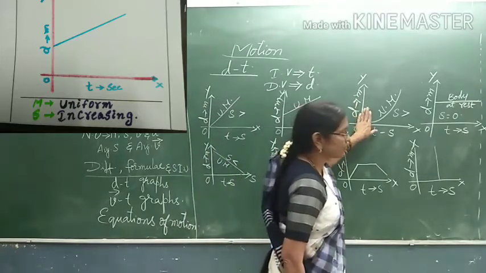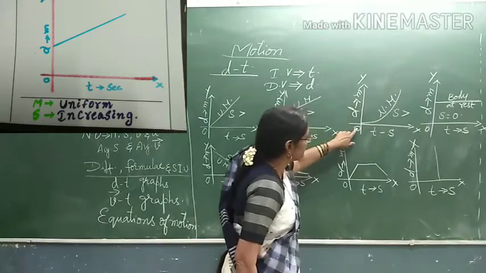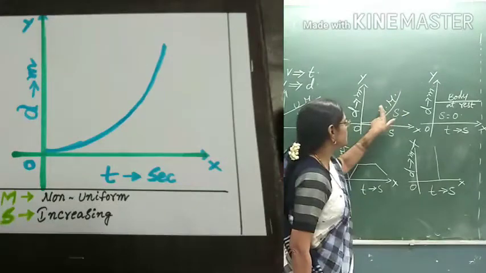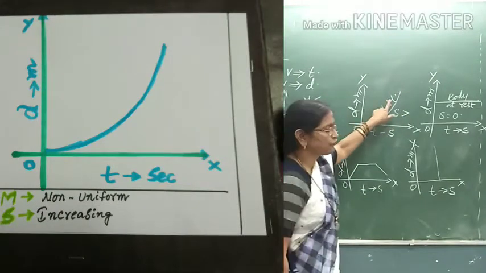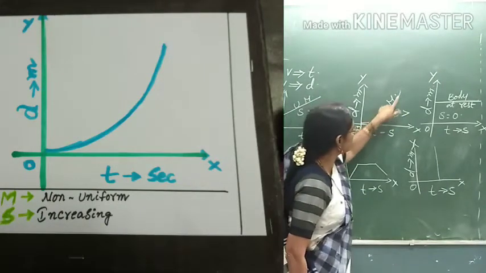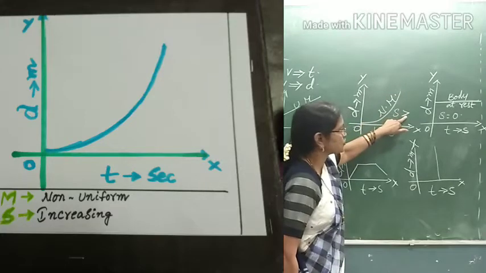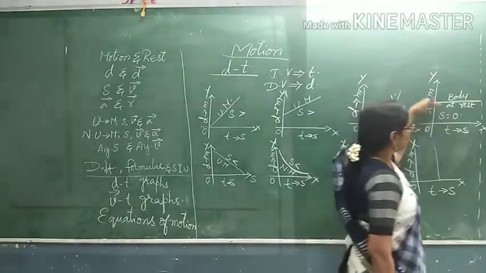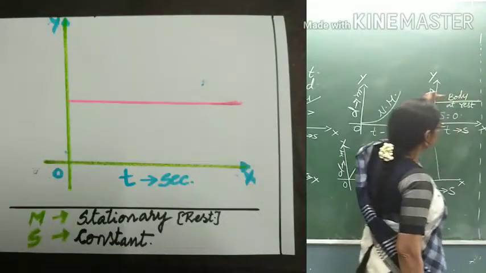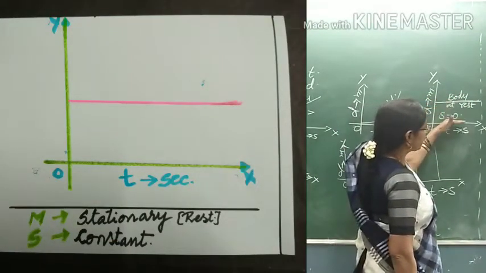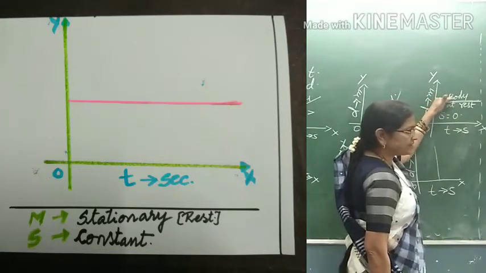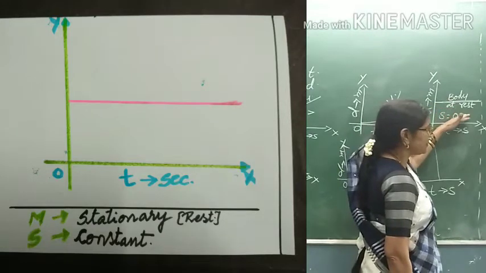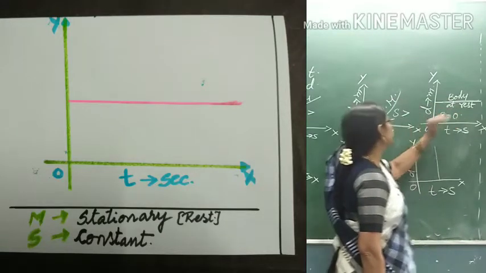In the third graph, what is happening? The body is starting from rest, but it is a curve. So it represents non-uniform motion, but the curve is going towards the y-axis in the upward direction, so speed is increasing. In the next graph, what is happening? The line of the distance-time graph is parallel to the x-axis. So the body is at rest. So speed is 0 in this case.